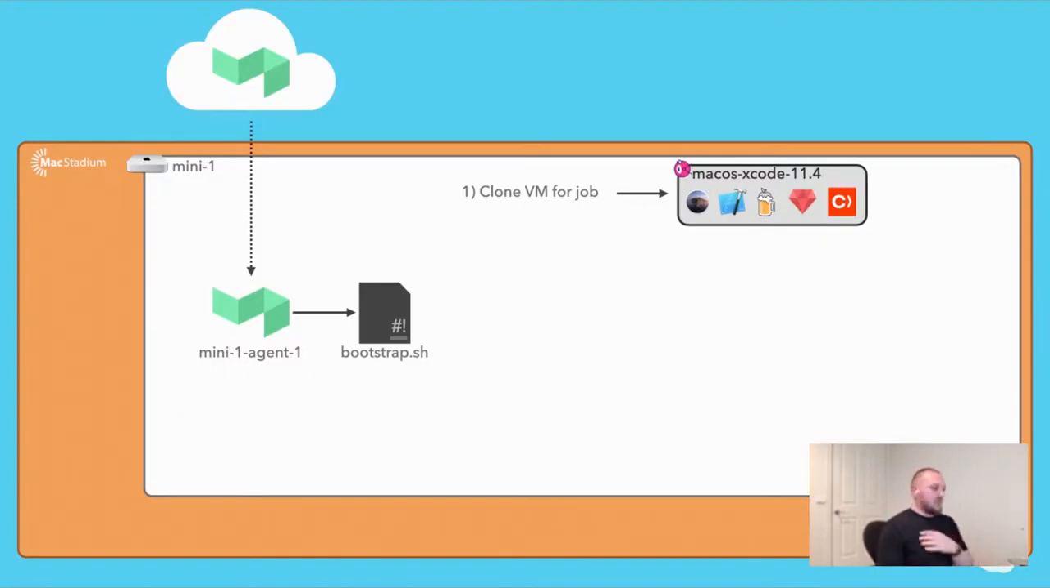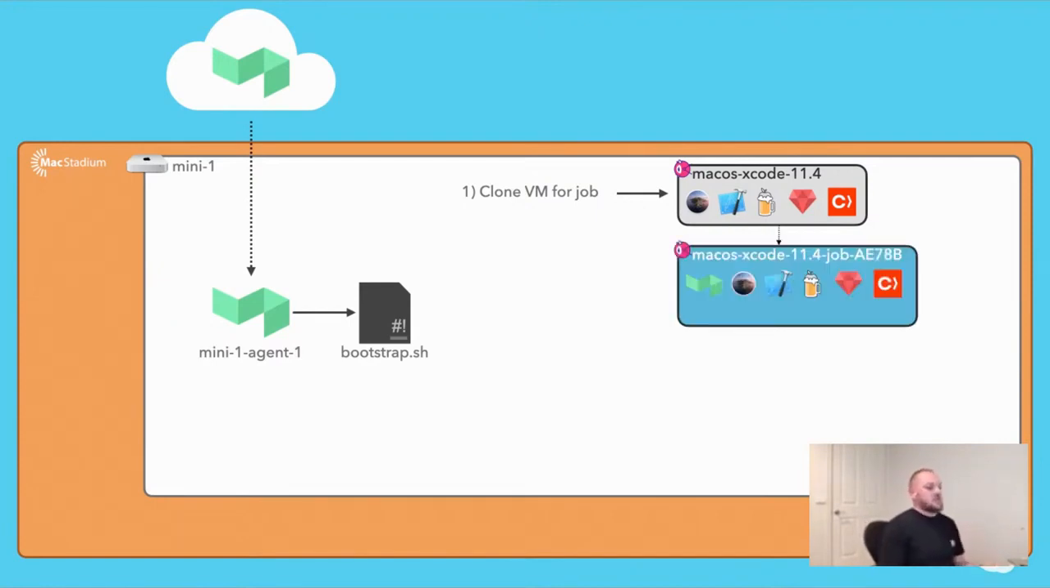Ignore the 11.4, that's old copy and paste that I did. So we clone that for that specific build job that's come in, so that we now have a new warm running VM that has a name that references the build ID.